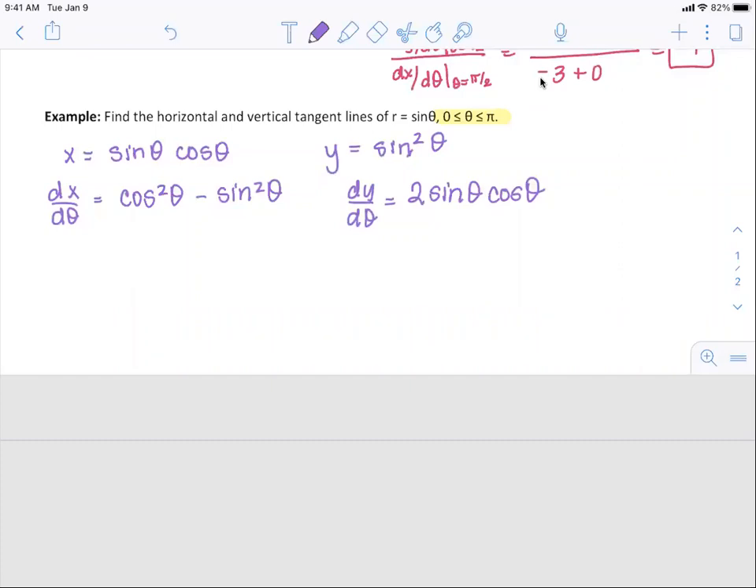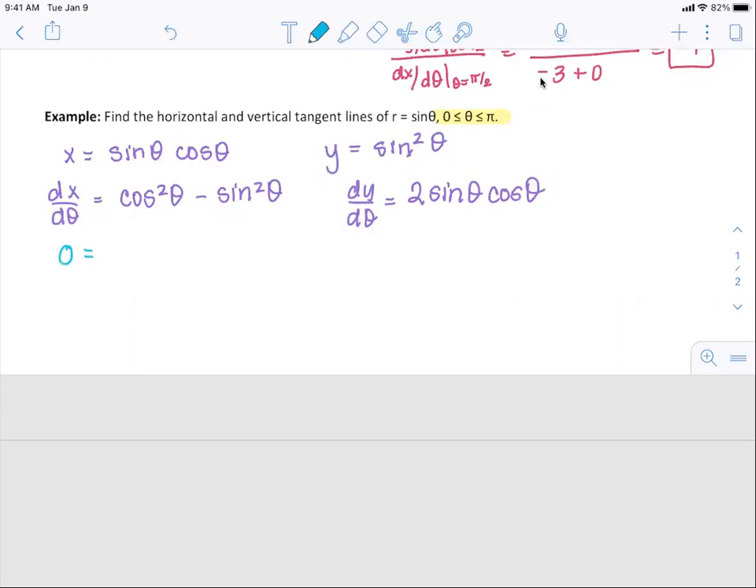Now, wherever dx d theta is equal to 0, this is where we are going to have vertical tangent lines, because that's the denominator of dy dx. Dx d theta is what you divide by. So this is going to be where our vertical tangent lines come from. Now you could do this a couple of different ways. You may recognize that as a formula for cosine 2 theta. If you don't, that's okay.